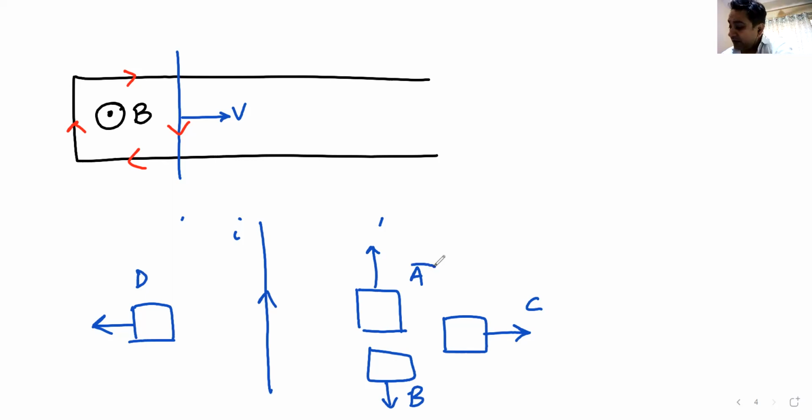In case number A and case number B, is there a flux linkage? Yes, flux is linked. But is the flux changing? No, the flux is not changing because the area is constant, the angle is constant, and the magnetic field B is also constant. Nothing changes, so since the flux does not change, there is no induced EMF in case A as well as case B. What is the answer for case C?